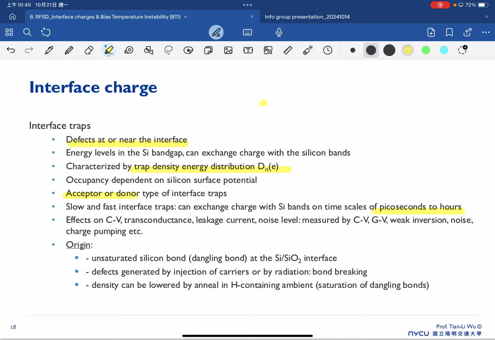And the interface charge will affect CV, transconductance, leakage current, and noise level, and usually we can estimate it by CV or GV. GV is a very famous method, which we call the conductance method. The origin of the interface charge is, for example, the dangling bond at the silicon dioxide interface, but that's only limited to the SiO2/Si interface.